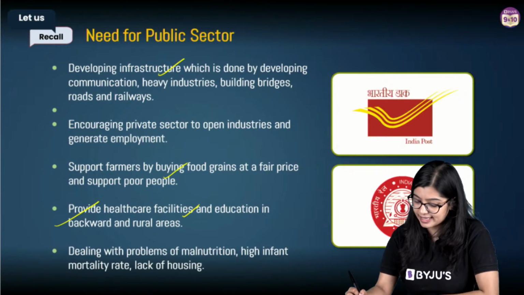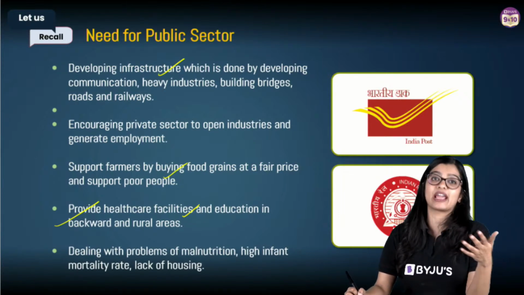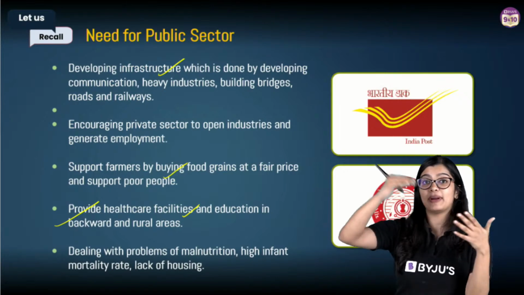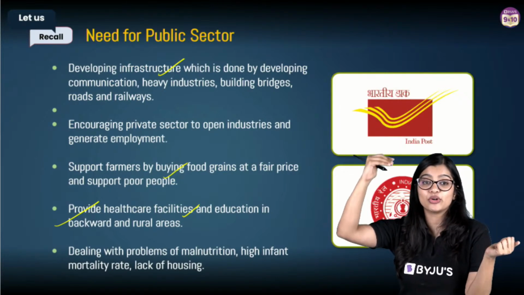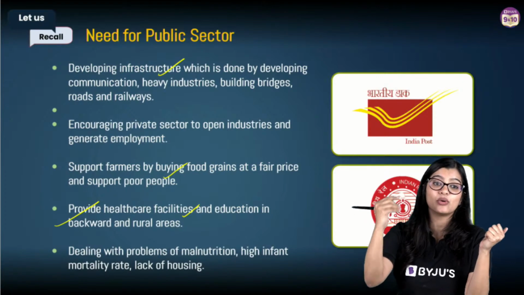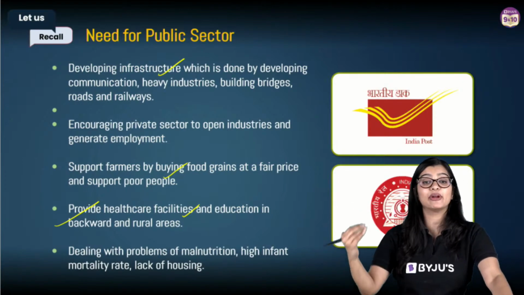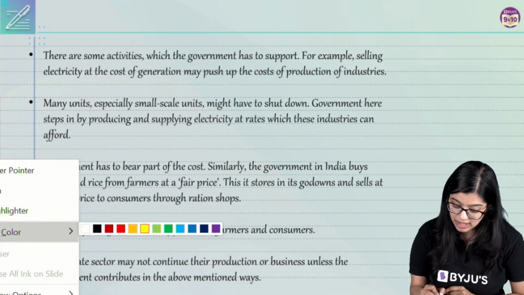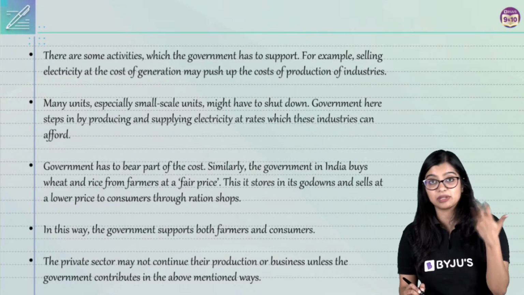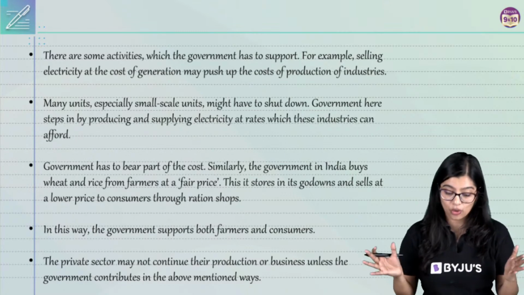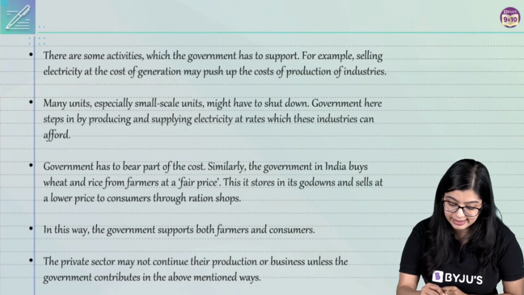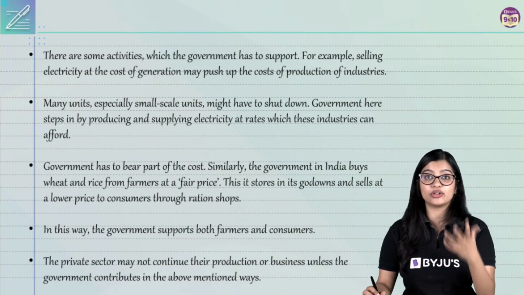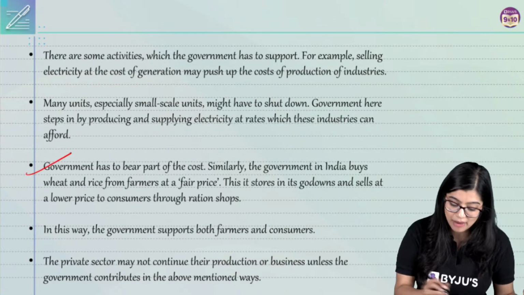In all these cases, if the private sector gets involved, it's going to be a very costly affair. So we want to bring down the rate, and that can happen only when the government is involved. There are some activities which the government has to support, like for example selling electricity or maintaining roads. In all these cases the government will step in to take care of it, right? So the government bears the cost.